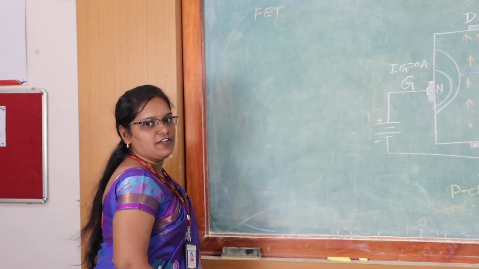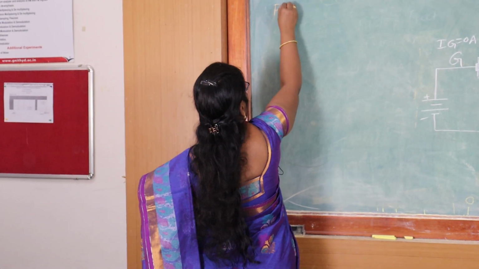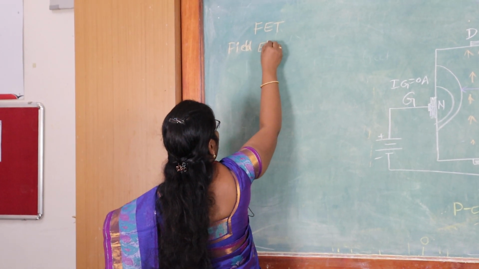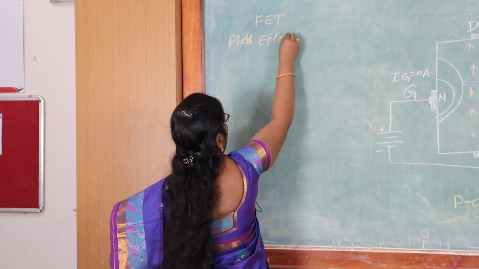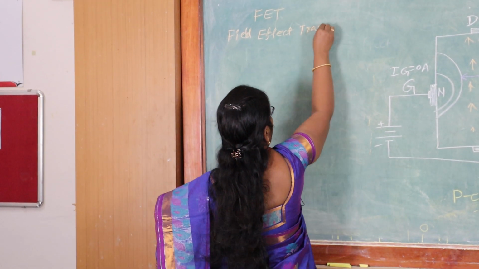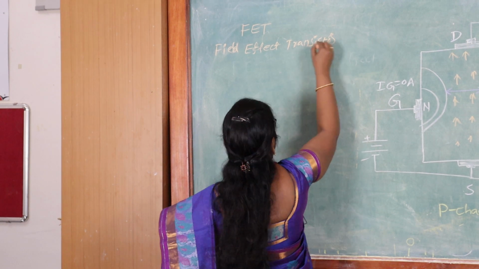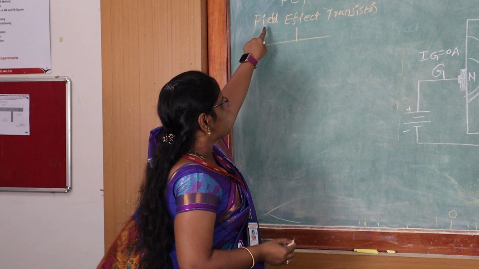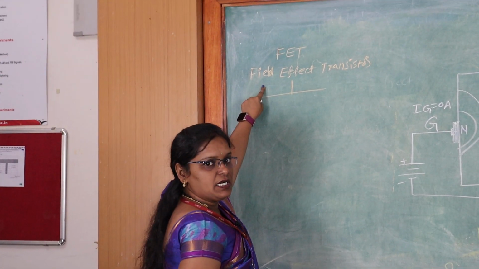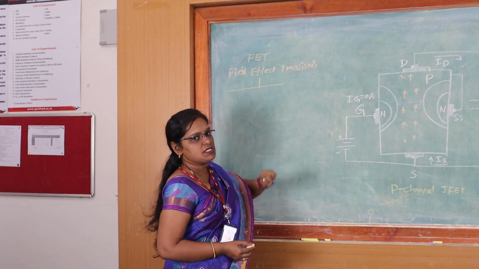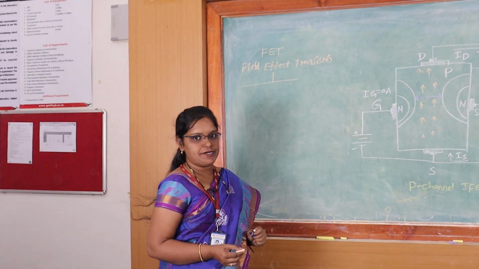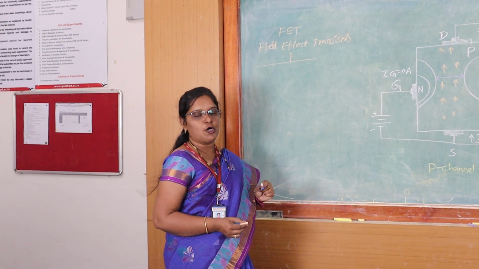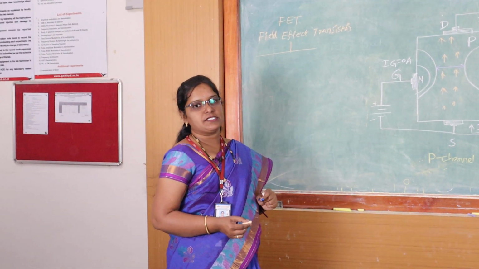FET stands for field effect transistors. Field effect transistor means whenever the applied potential between the terminals is controlling the flow of charge carriers across the device, it is called a field effect transistor, which means that whenever the applied potential is controlling the output current, it is called a field effect transistor.